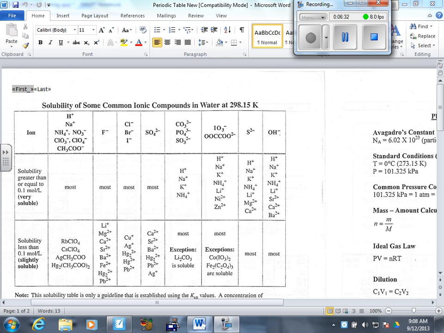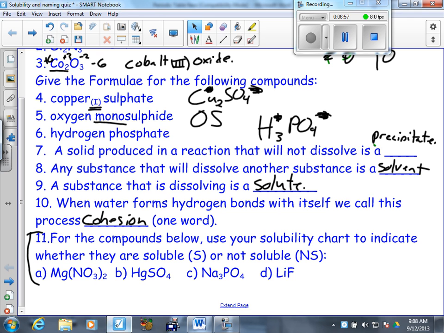If we were dealing with magnesium fluoride, that would be insoluble, and that would be a precipitate if it was formed in a reaction. Everybody follow me there? It's pretty easy to use. You look up the ion on top, you check and see if it's in the first row, it's soluble. If it's in the second row, it's not. Pretty easy, right?